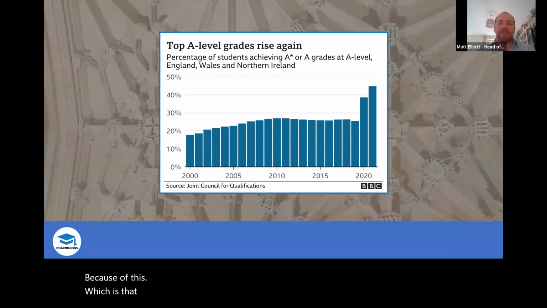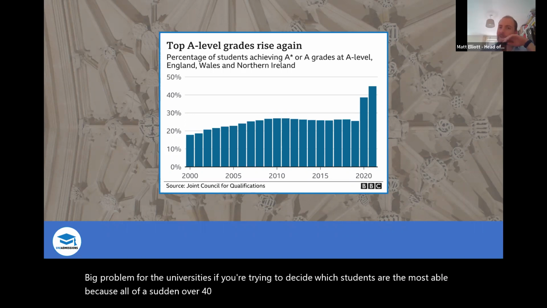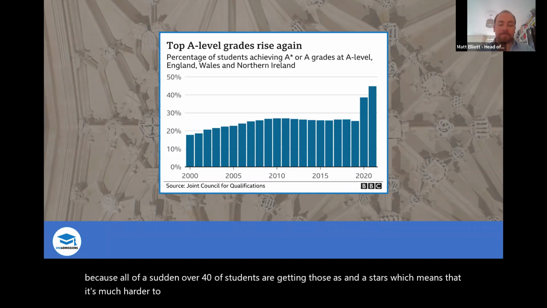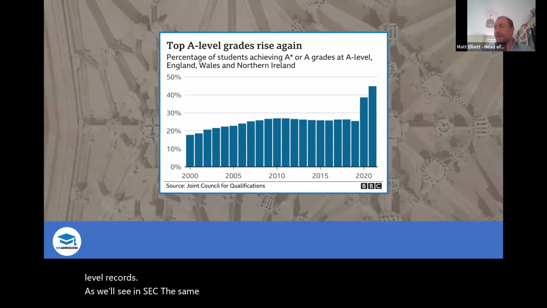the last 2 years, the rate at which students receive A star or A in their A levels has almost doubled, which is a big problem for the universities if you're trying to decide which students are the most able, because all of a sudden over 40% of students are getting those A's and A stars, which means that it's much harder to compare when you've got maybe 4 or 5 students per place, and they all have very similar predicted A-level records. And as we'll see in a second, the same thing applies with GCSEs.